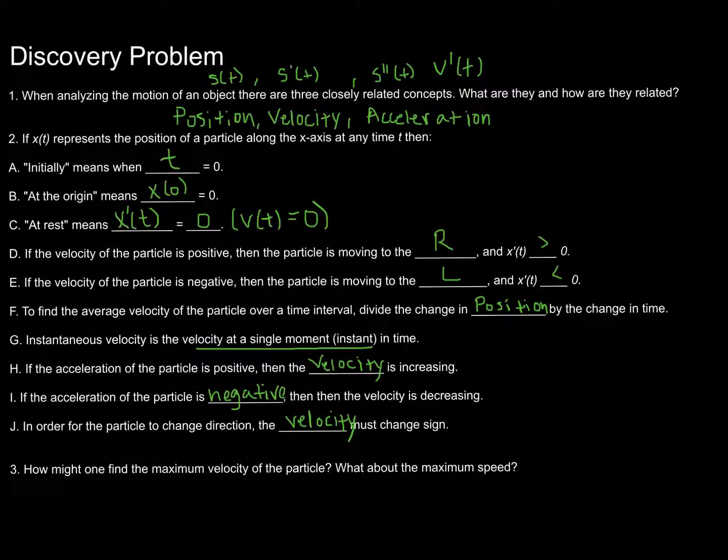All right, how might one find the maximum velocity of the particle? Well, notice that when you're finding the maximum velocity, what you're doing is you're finding the relative extrema, or in other words, the relative maxima of your velocity function. So if you have a function v of t, your velocity, you can use the first derivative test on this function. You can actually use the second derivative test as well. So I want to find the extrema of this function.